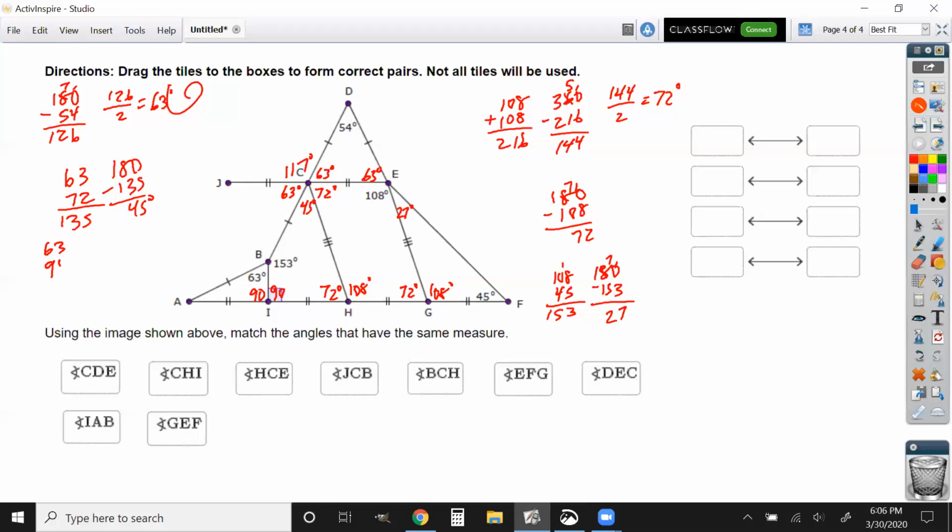63 plus 90 is 153. Oh, I saw that over here. Remember the 153? So 180 minus 153 is 27. This is a 27 degree angle.